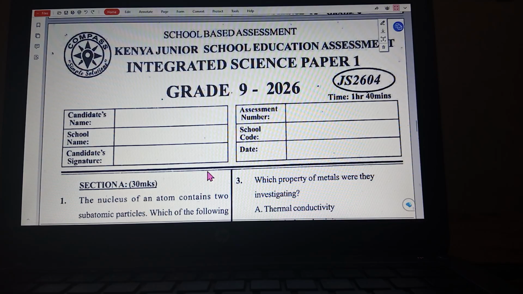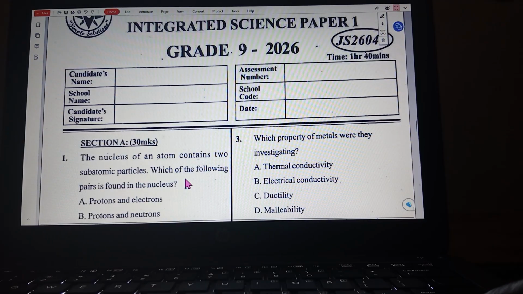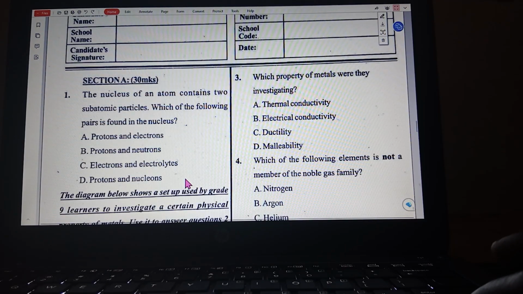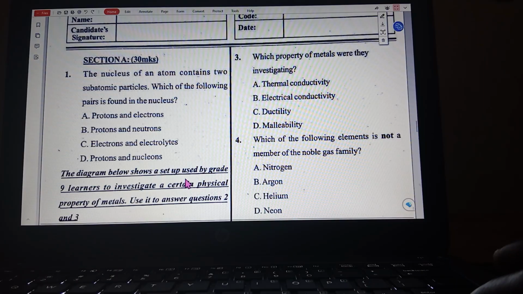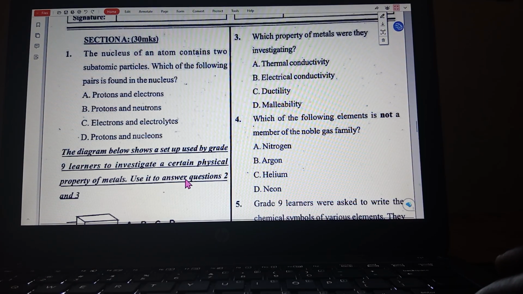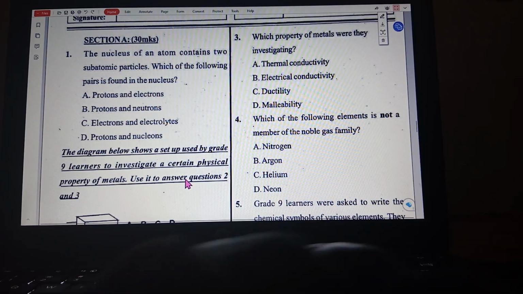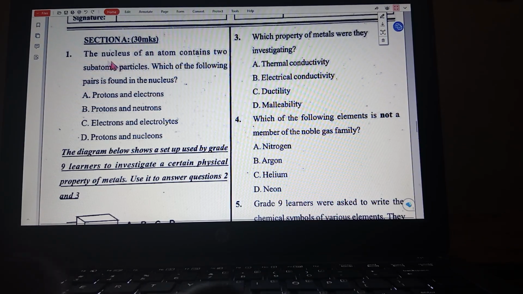We are revising Compass 004, 2026 School-Based Assessment, Kenya Junior School Education Assessment, Integrated Science Paper 1. Now you will work with me in this journey. So let's begin by reading question 1 together. Then once we are done with question 1, we'll move to the next question. So this is question 1.